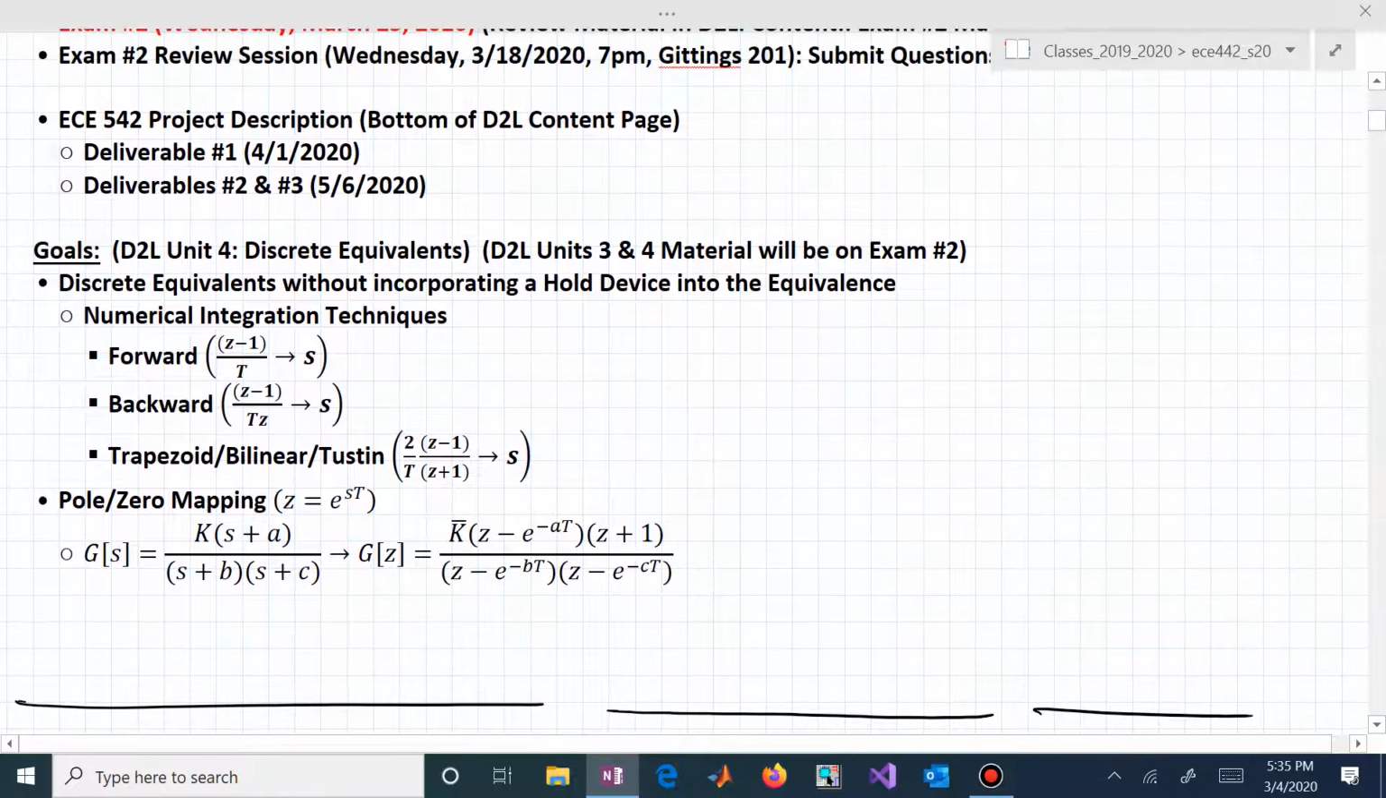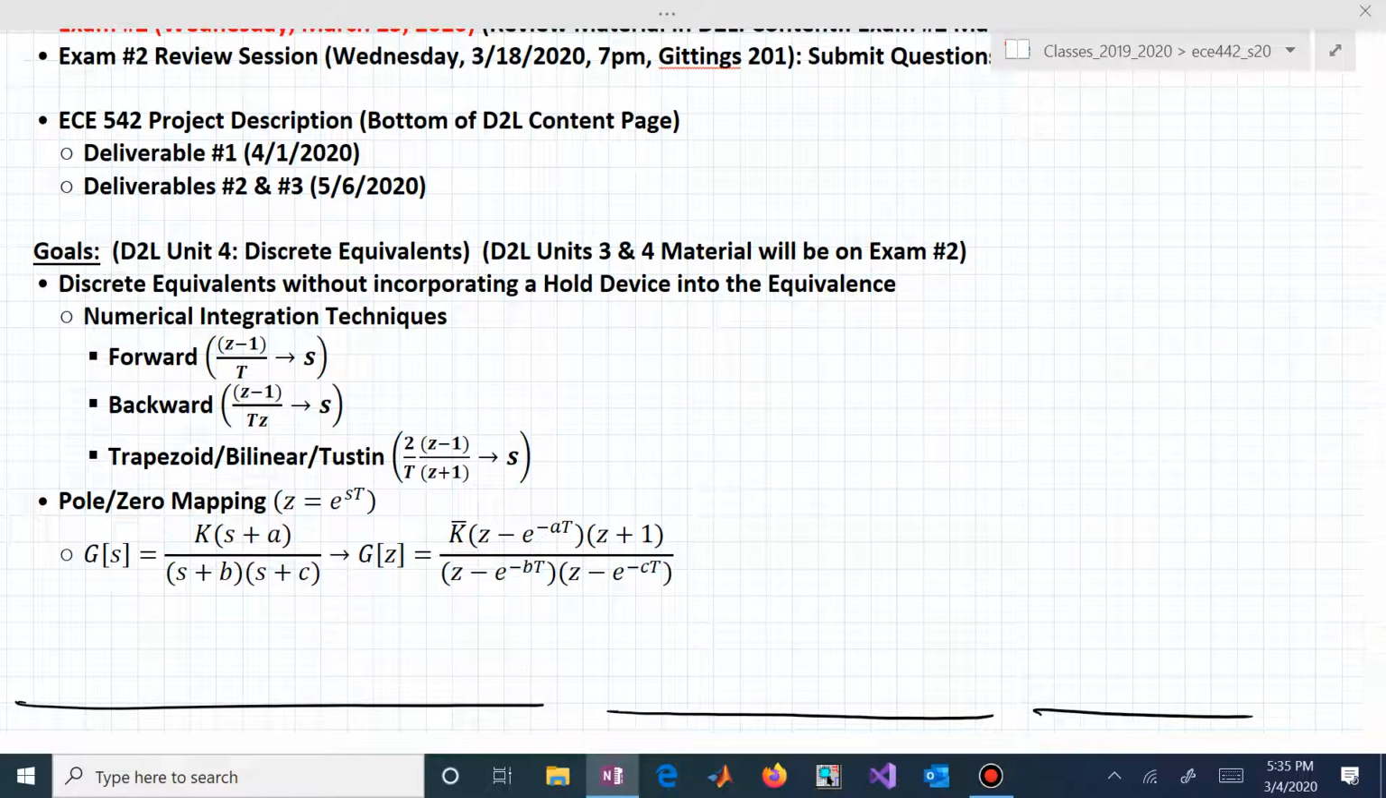And you'll learn today that if we do it via a numerical integration technique, we'll do it three different ways: a forward approach, a backward approach, and the last one goes by many different names: a trapezoidal, a bilinear, or a Tustin. Essentially what you do is, if you had a transfer function H(s), you simply replace all of the s's with these indicated expressions that are expressed in terms of z, where capital T is your sample period. And we'll derive those relationships.